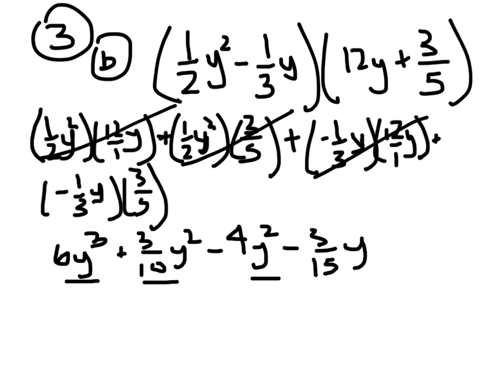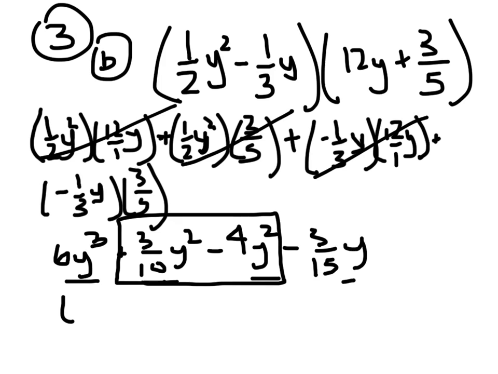Now, the directions say we should express the answer as a trinomial, but we have 4 terms, which is not a trinomial. But that's okay. We can take these two middle terms, which have the same variable to the same power, therefore they're like terms. We can combine those. So I'm going to have a 6y cubed. And now I have this 3/10 minus 4.